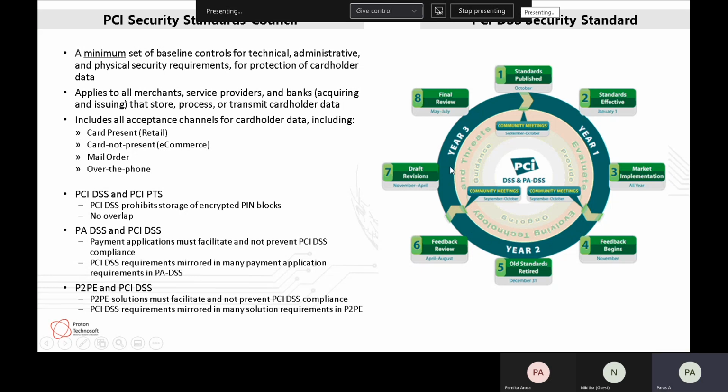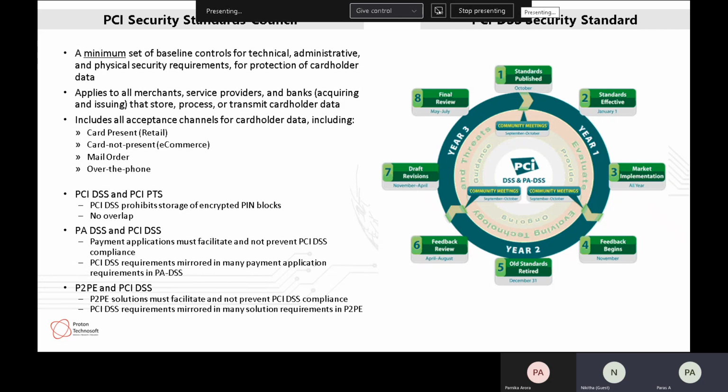In year 3, they start to document the revision to the standard. So they improve the standard, they reduce some complexity, or they include new controls. So they create that draft in year 3. And then between May and July of year 3, a final review happens. And then in year 3, October, a new standard comes out. And this new standard may be a major change or maybe a minor change as well.